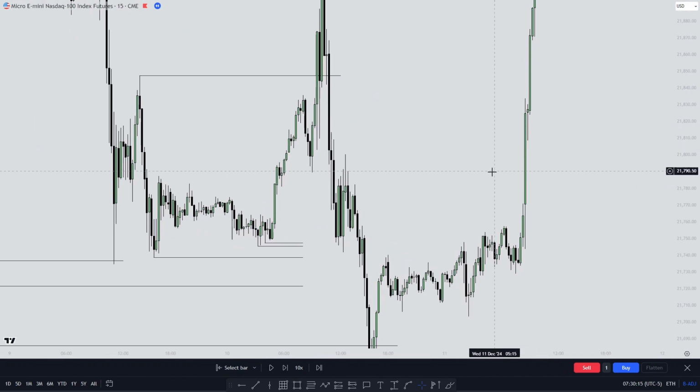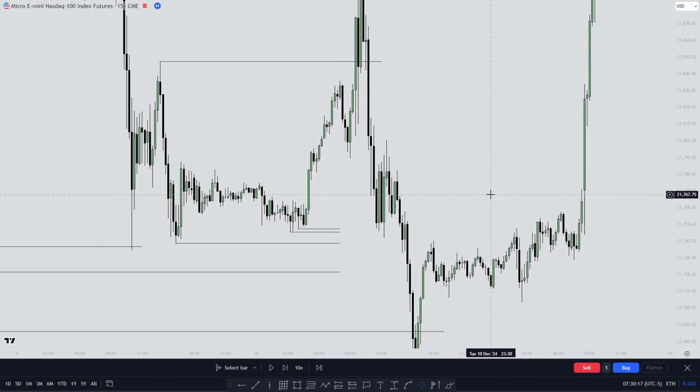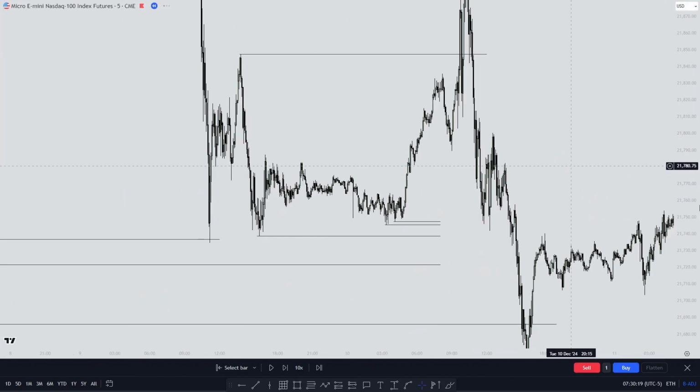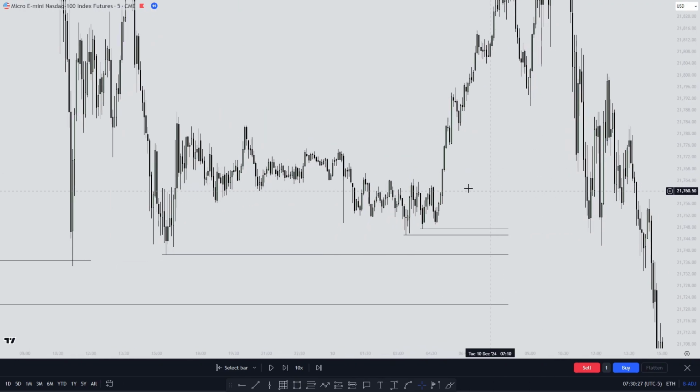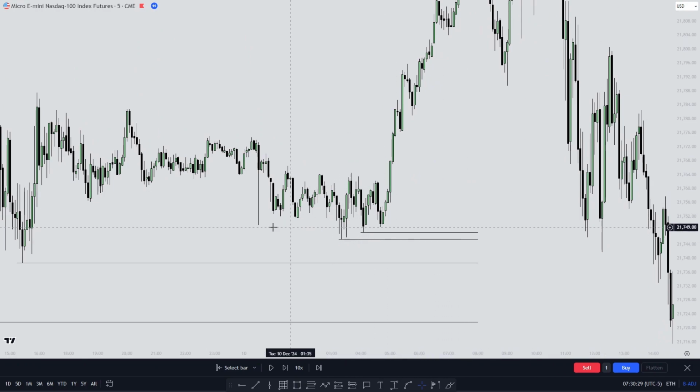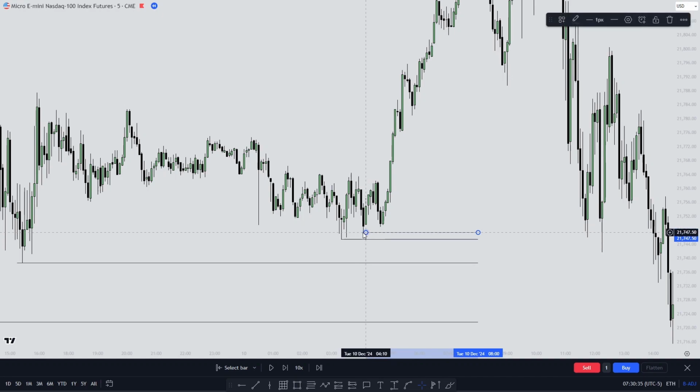For example, what do we see? In fact, let me go on the 5 minute. It's better to see on the 5 minute. What do we see on the 5 minute? We are consolidating, which is price engineering liquidity for us to take them out. But what do we create in this consolidation? We create swing lows that happen to be relatively equal.